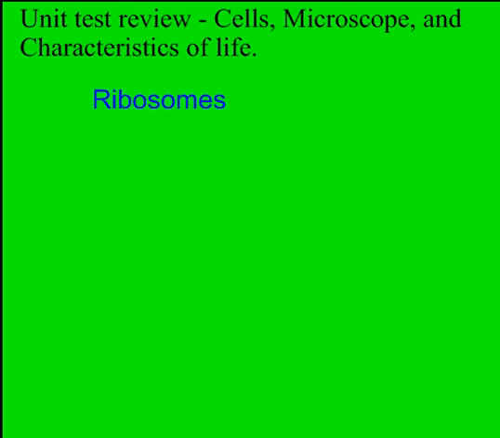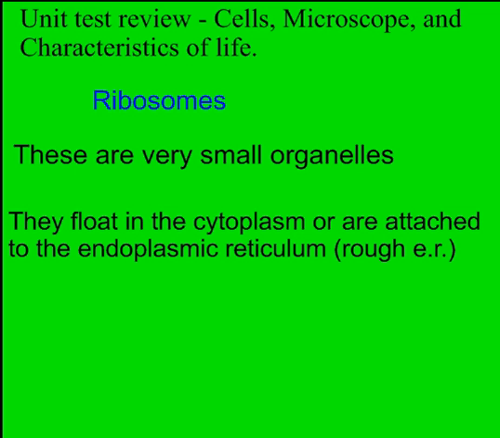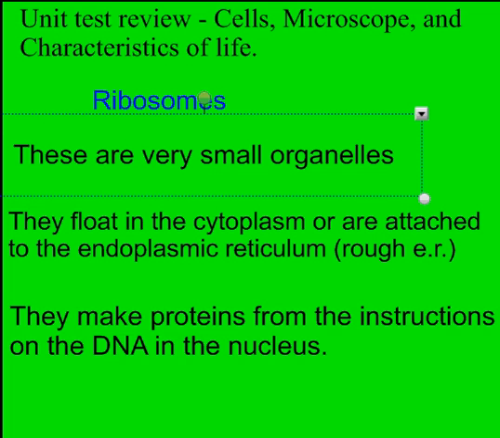We also learned about ribosomes. Ribosomes are very small organelles. They float in the cytoplasm or are attached to the endoplasmic reticulum, making it rough endoplasmic reticulum. They make proteins from the instructions on the DNA in the nucleus.